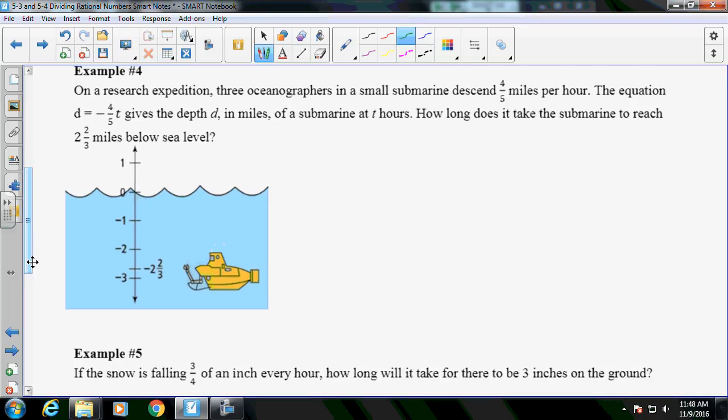On a research expedition, 3 oceanographers in a small submarine descend 4/5 miles per hour. The equation D equals -4/5 t gives the depth D in miles of a submarine at t hours. How long does it take for the submarine to reach 2 2/3 miles below sea level? So this D equals -4/5 t. We did this in the beginning of the year. Distance equals rate times time. So my distance is 2 2/3.